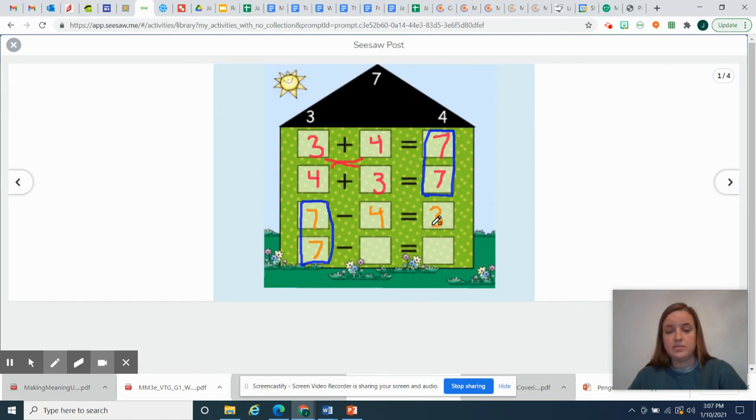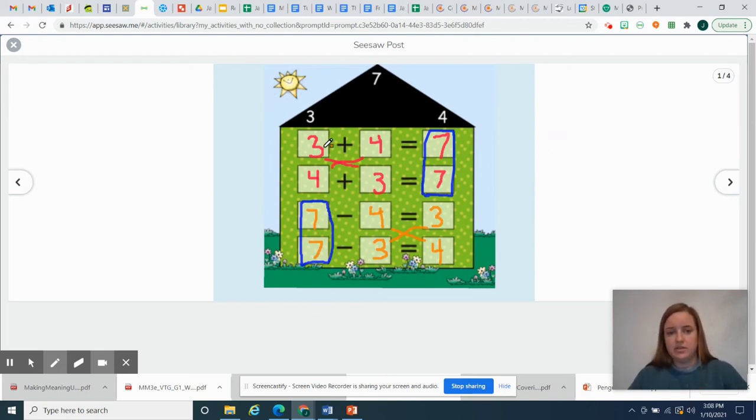And now it's just a subtraction flip-flop. Leave the 7, switch these 2 numbers. 3 goes up, 4 goes back. We did this during virtual learning right after Christmas break. 7 minus 3 is 4. So we're just playing around with these numbers, really, because they're all related, just like we have family. Numbers have families. They're all related.